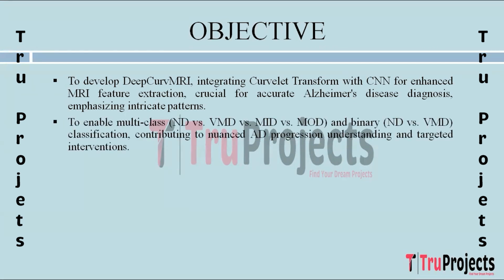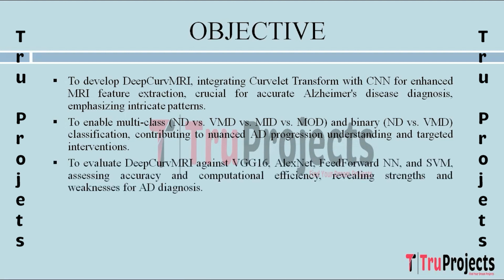And we aim to enable the model for multi-class classification, that is non-demented versus very mild demented versus moderate demented, and binary classification, that is non-demented versus very mild demented. This facilitates a nuanced understanding of AD progression stages, contributing to more targeted interventions.